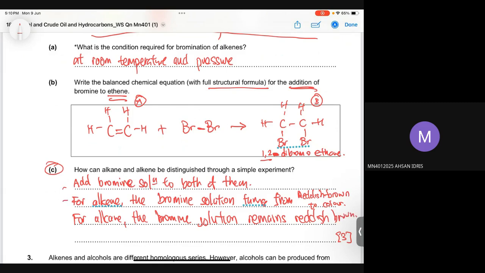So you can see why it's typically worth about 3 marks: 1 mark for saying adding bromine solution, then the other marks are for the observation for each of them. This can also be worth 2 marks, 1 mark here, 1 mark here. That's how the marks can be split, depending on the demand of the particular question.